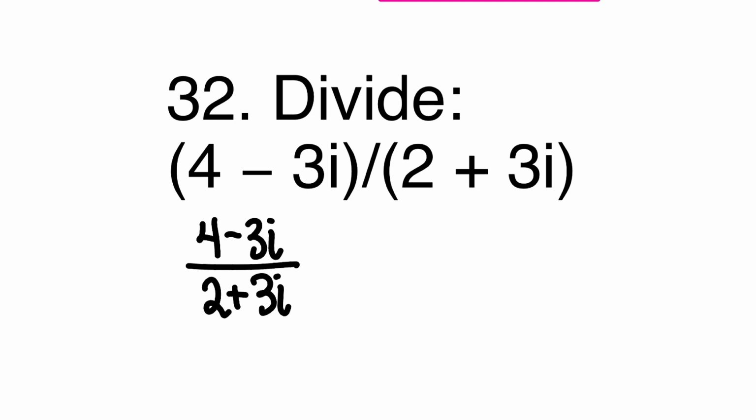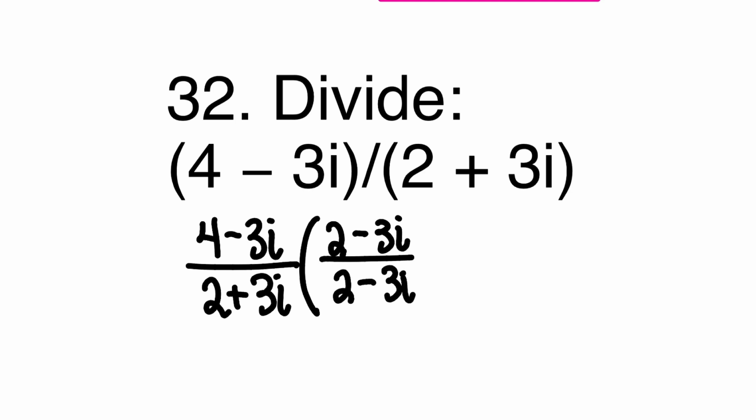Divide 4 minus 3i by 2 plus 3i. This is another example of having to multiply by the complex conjugate. And again, just a reminder, that's where we take the opposite sign of our denominator and multiply both top and bottom by that. Just a reminder why this works. This number is a 1. So we're not changing the value of our expression. We are just simply rewriting it in a different format.